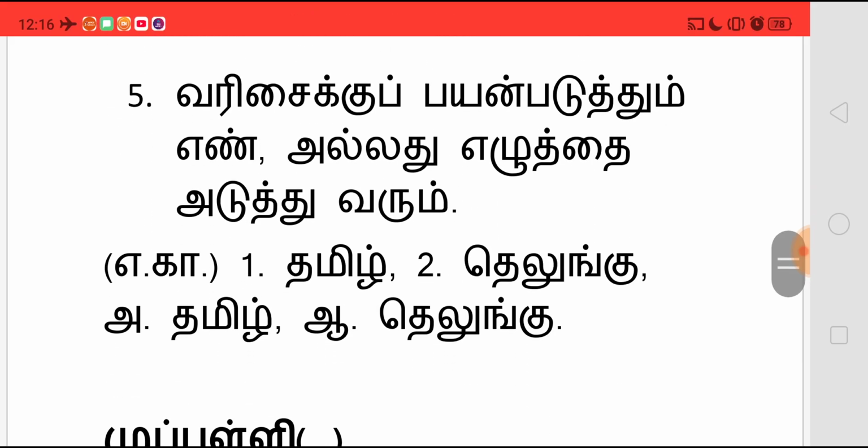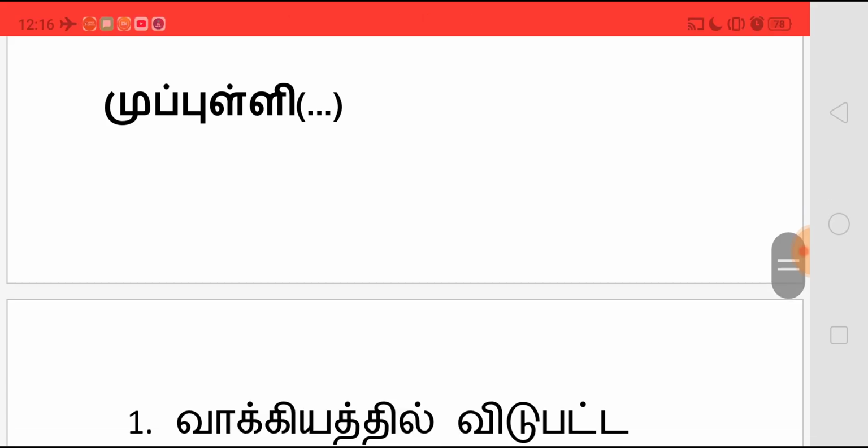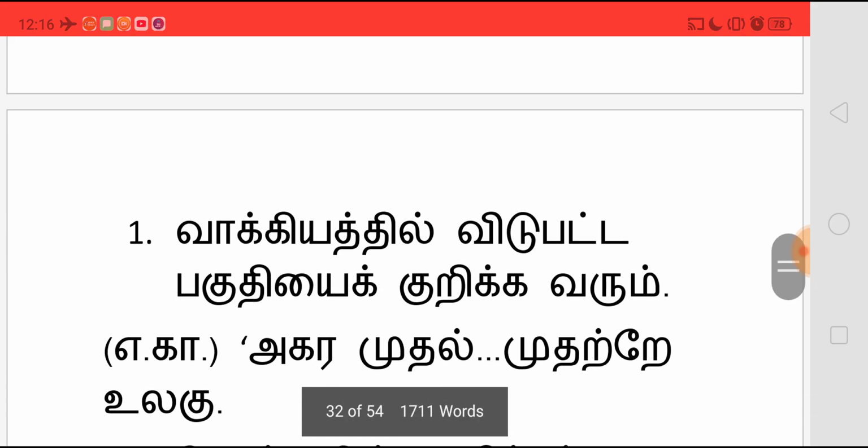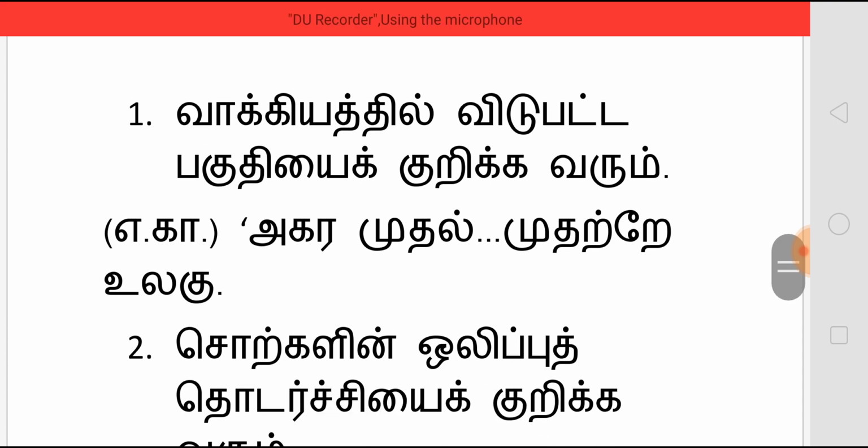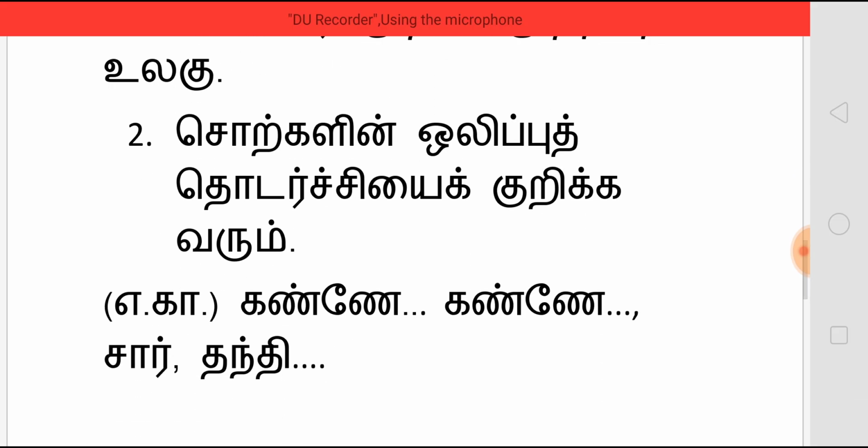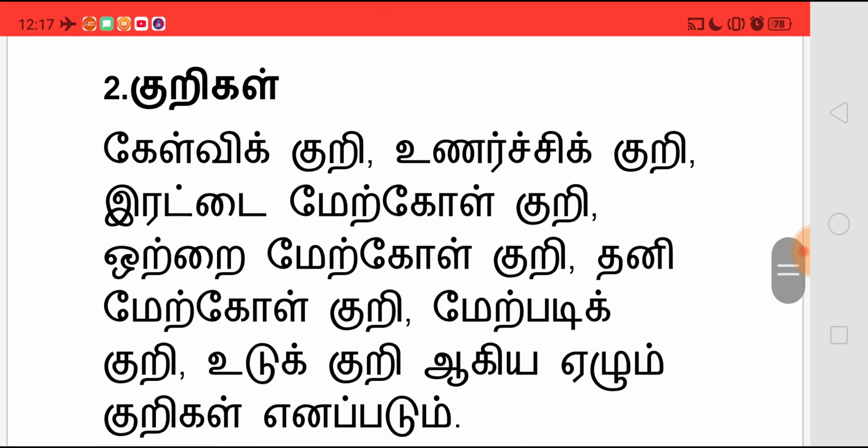And when we are writing certain words and using numbers or letters to indicate order, we will use like 1 Tamil, 2 Telugu or A Tamil, A Telugu. And moon puli, that is when we put 3 dots continuously. It is to indicate that a certain passage is being left out in this information. Or when we are using words where we want to express a continuation of it, like kanne, kanne, sar, tandi.